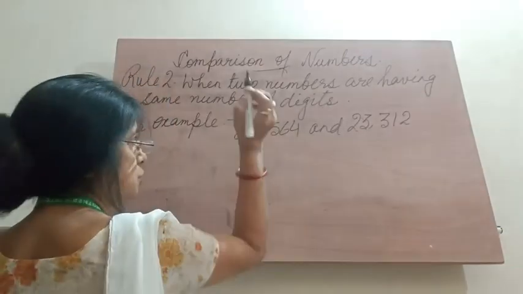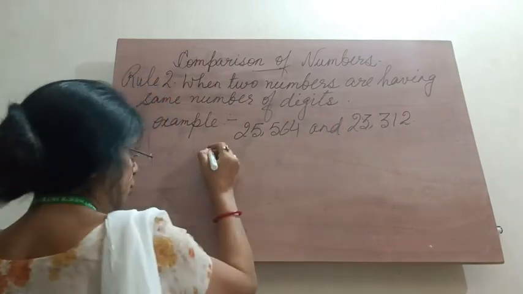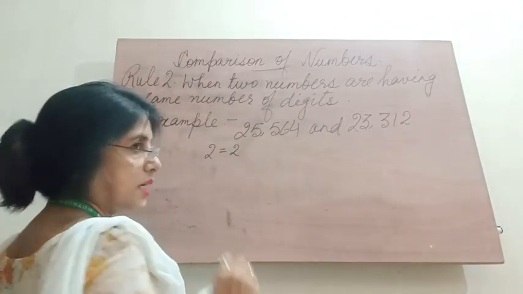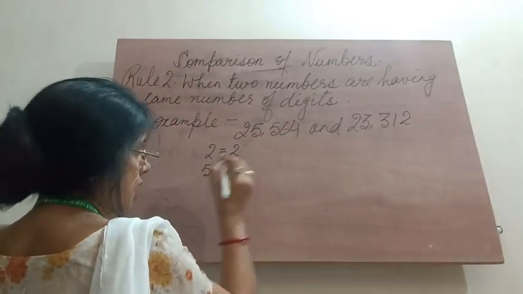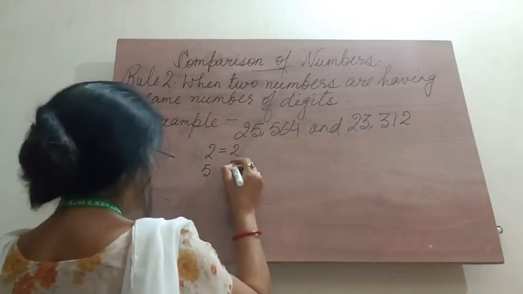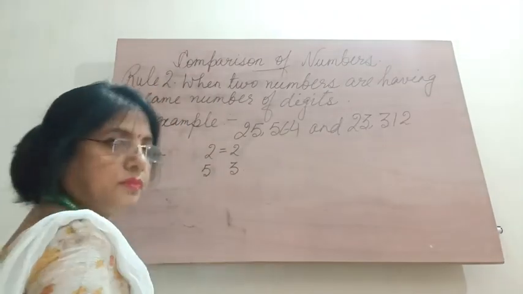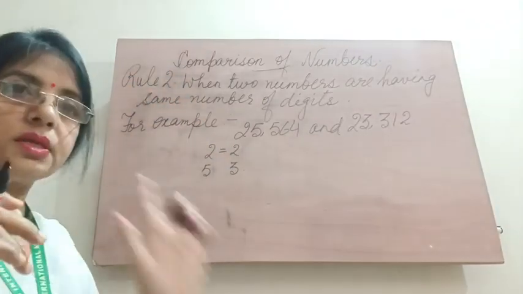The first digit is 2 and the second number also has the digit 2. So 2 is equal to 2. Move to the second digit. In the first number the second digit is 5 and in the second number the second digit is 3. Here these two digits are different. We can easily find out which number is greater.